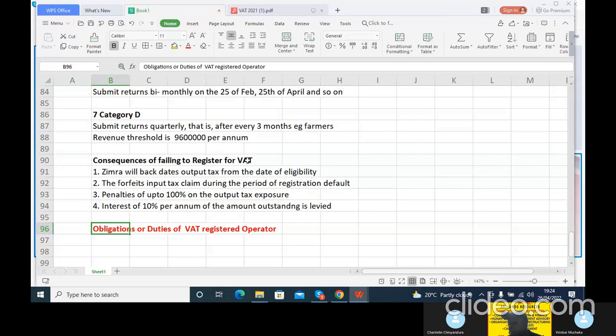Yes. Because your VAT registration depends on qualifying to register in a category; compulsory registration applies once your sales reach 400,000 per month or 4.8 million per annum. Once sales reach any of those, you must register for VAT. If you delay, Zimra will calculate the output tax you should have been charging customers from the day you reached 400,000 per month. Say the output tax you should have paid is 120,000. After that, a 100% penalty applies, so it becomes 240,000. Then there is interest of 10% on that amount.